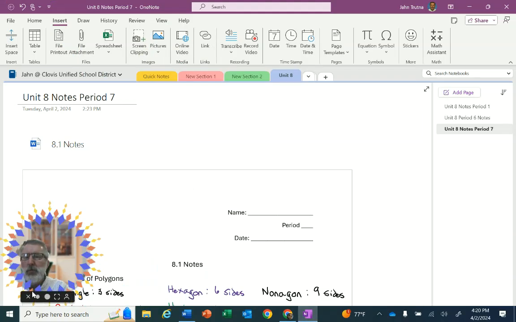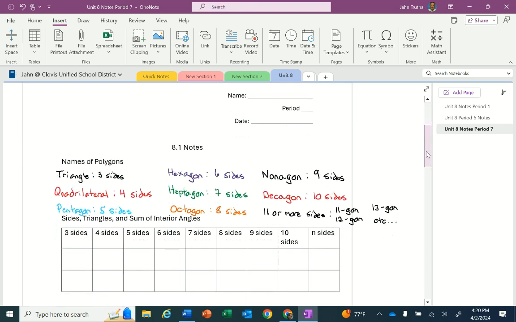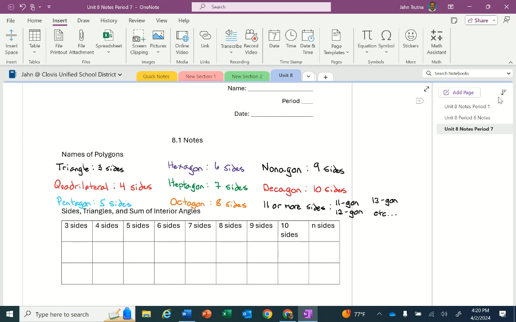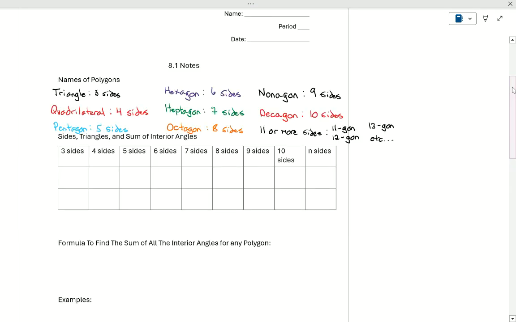All right, so we're on 8.1's notes right here. If you didn't get this down yesterday, or if we neglected to do it in class, one or the other, go ahead and copy down that information. Sorry about that there. Okay, for the names of the polygons.